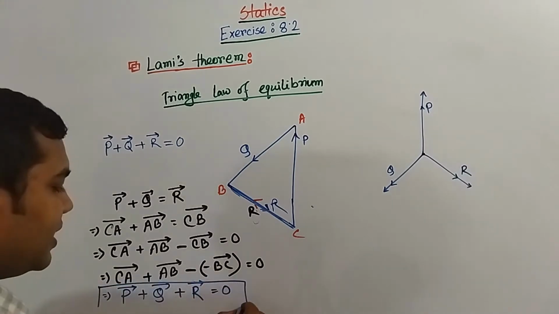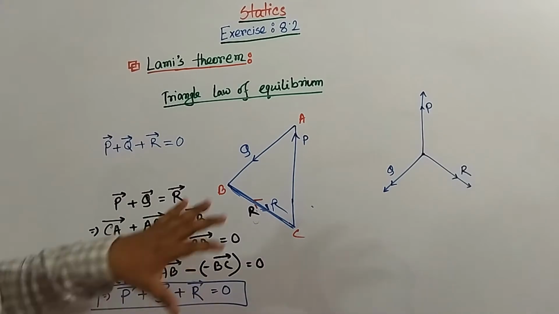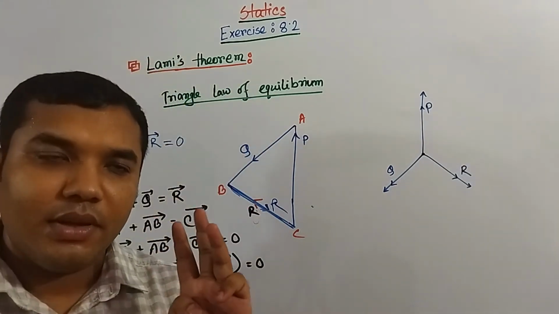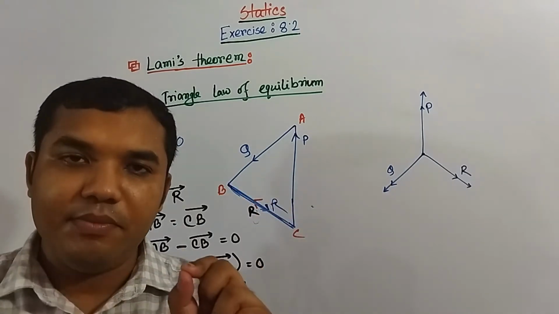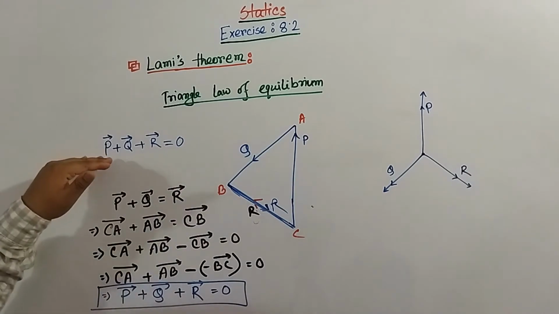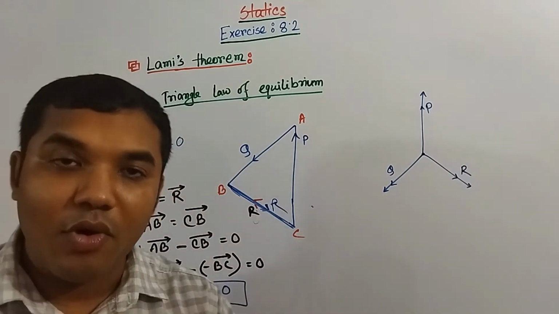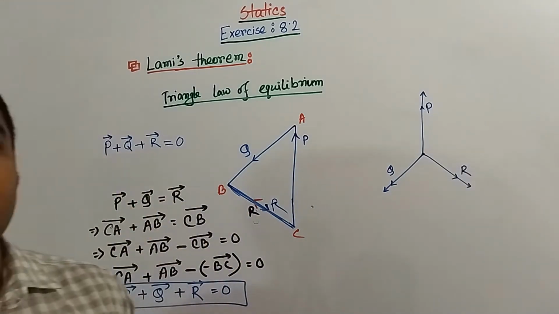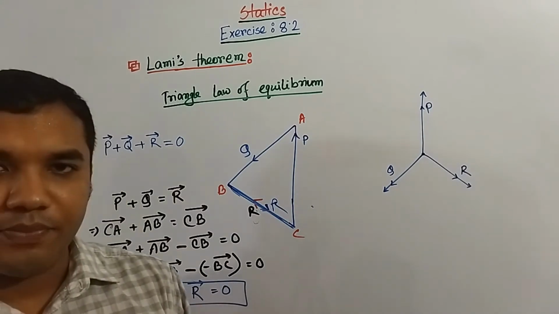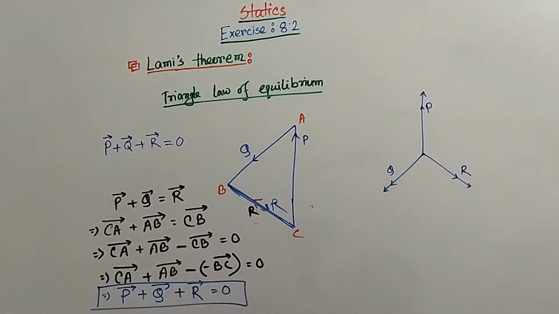Since all of these forces addition is 0, then we can say that this is the triangle's law of equilibrium. If three forces remain on the same point, and if they are in equilibrium, then we can say all the forces addition should be equal to 0, or the sum of the forces is equal to 0. So this is the law of equilibrium, and from here we are trying to understand Lami's theorem. Clear?